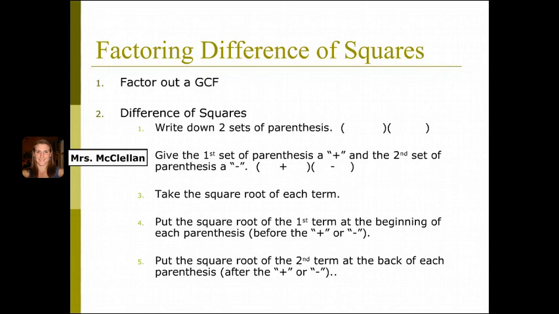When factoring differences of squares, you need to make sure that you always factor out a greatest common factor first, if you have one. The second step is you need to write down two sets of parentheses. You're going to give the first set of parentheses a plus sign, and the second set of parentheses gets a minus sign. Then you're going to take the square root of each term. Put the first square root at the beginning of each parenthesis, and then put the second term at the back of each parenthesis. Okay, so now that we've gone over the steps, let's put it to numbers.